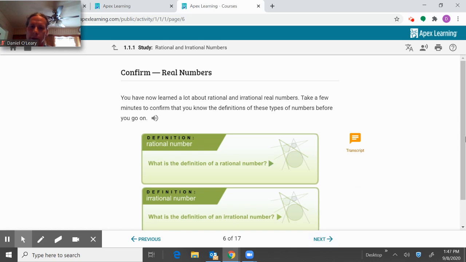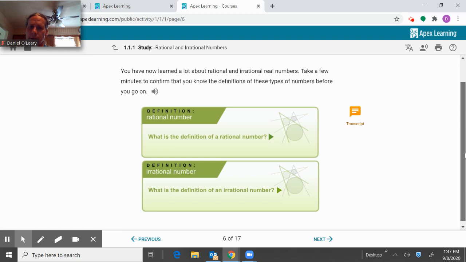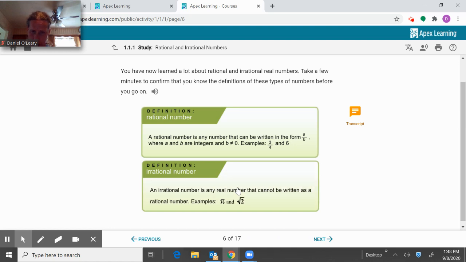All right, you have now learned a lot about rational and irrational numbers. Take a few moments to confirm that you know the definitions of these terms before you go on. So if you click in the box here, these are all nice little things. It reminds you the definition of a rational number, and it reminds you the definition of an irrational number. And that's what you learned about on those other screens.